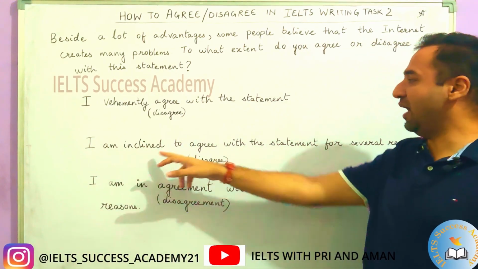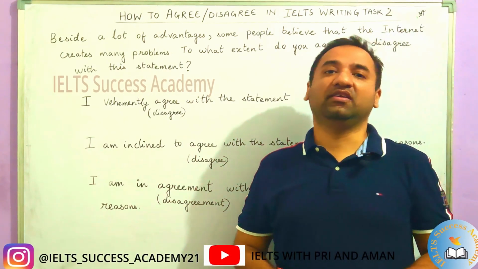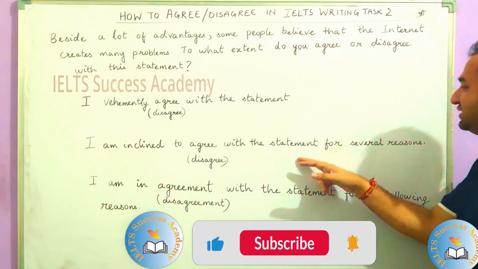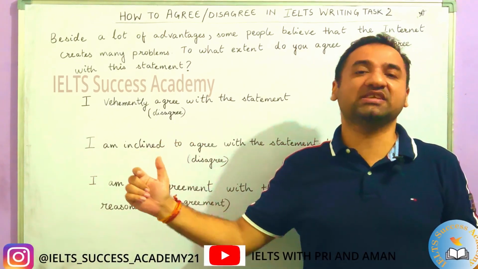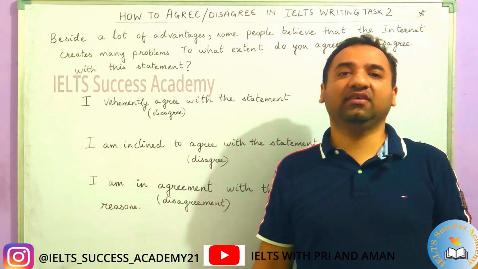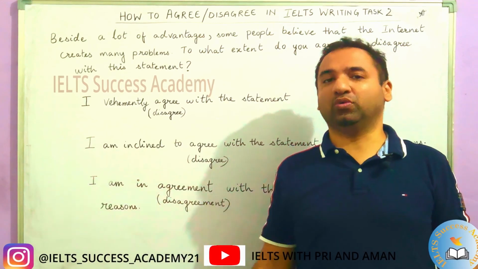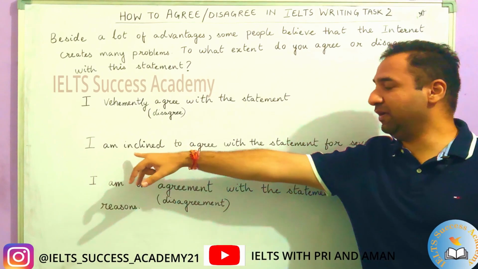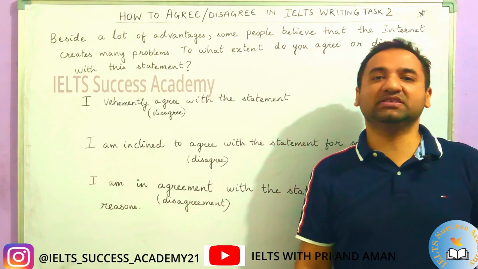Sixth is, I am inclined to agree with the statement for several reasons. Now, this statement is different from others because this statement is showing a pathway for which you will write reasons as well. It's showing a path to the reader that the writer will write reasons also. Okay, you can also say I'm inclined to disagree with the statement for the following reasons.